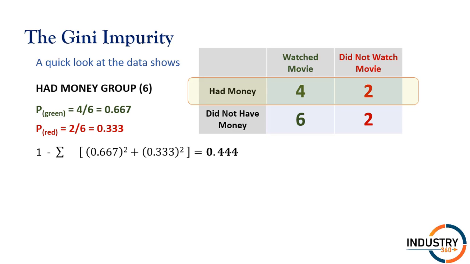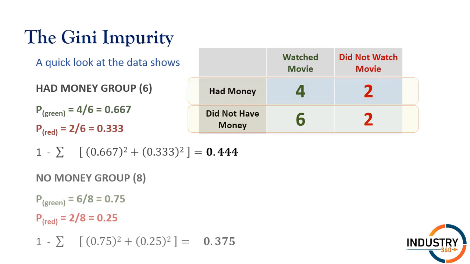Next, we are going to repeat this for the other group, that is, students who did not have the money. So in the no money group, there are 8 students. From this group, probability of picking up a person who had watched the movie is 6 by 8, and one who had not watched the movie, the probability of picking that person up would be 2 by 8. Again, we square the probabilities, add them up, and subtract from 1. And this gives us a value of 0.375.